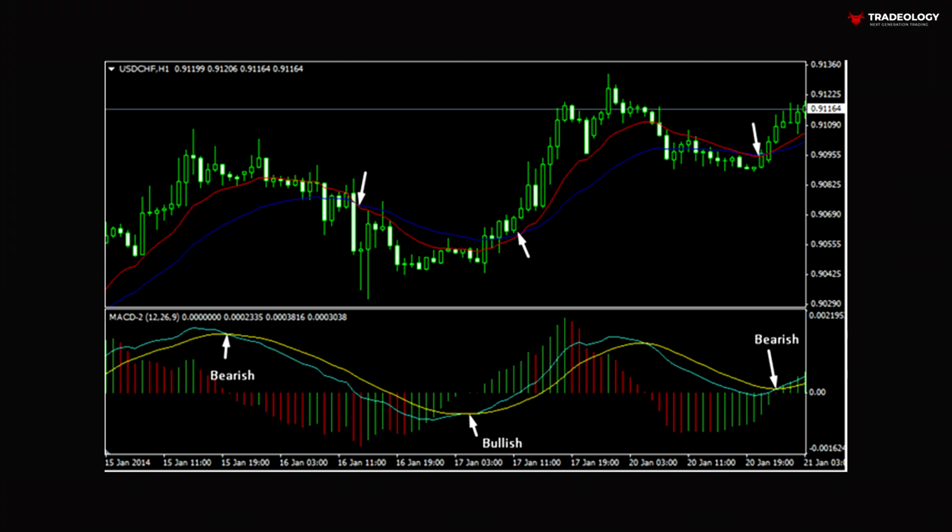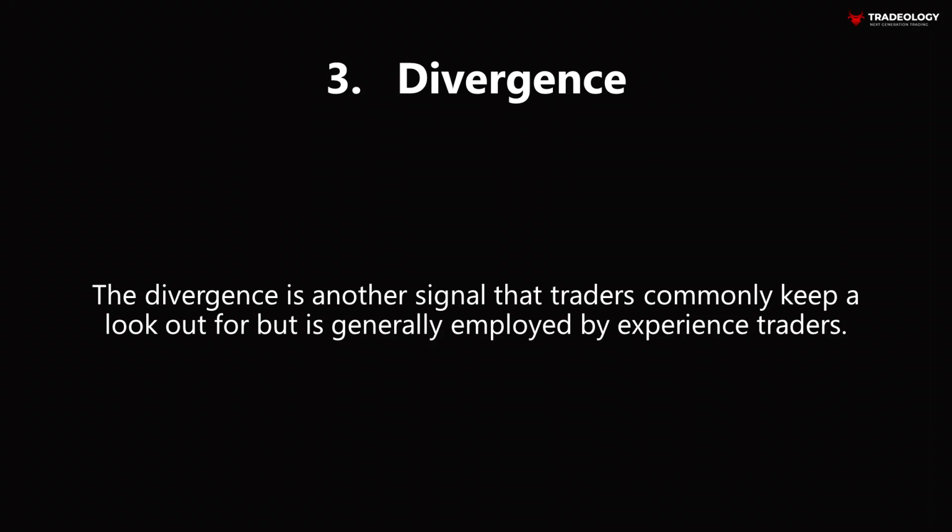Now, the MACD is often combined with a leading indicator, as I mentioned, and used in a manner to confirm a trend. Here's another example of the MACD crossovers, which generally precede EMA crossovers, on a 1-hour USD/CHF chart. You can see a bearish move on the left, a bullish crossover in the middle, and a bearish one to the right. Let's have a look at divergence.